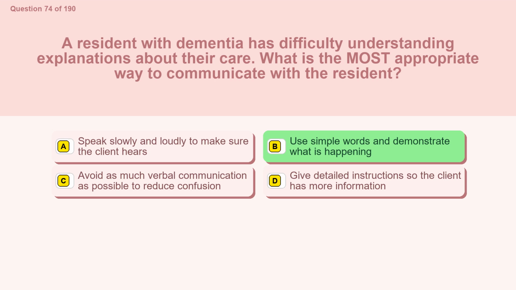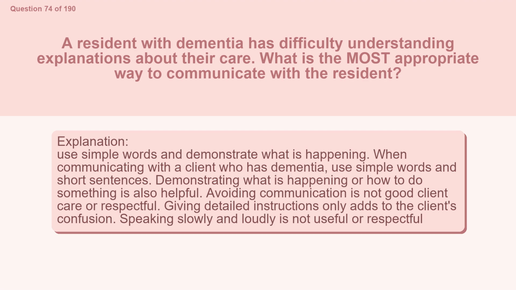The correct answer is option B. Use simple words and demonstrate what is happening. When communicating with a client who has dementia, use simple words and short sentences. Demonstrating what is happening or how to do something is also helpful. Avoiding communication is not good client care or respectful. Giving detailed instructions only adds to the client's confusion. Speaking slowly and loudly is not useful or respectful.